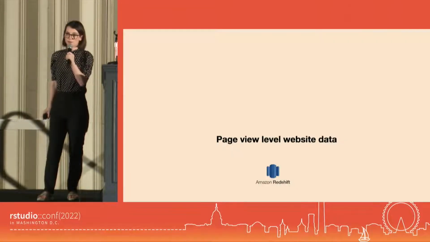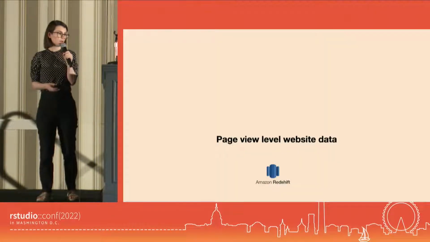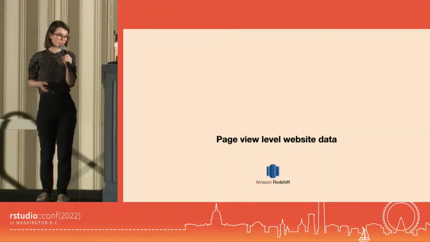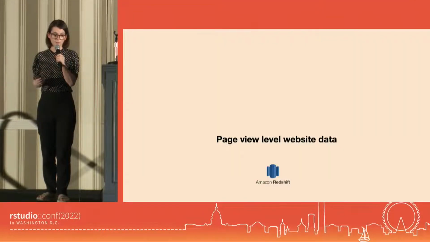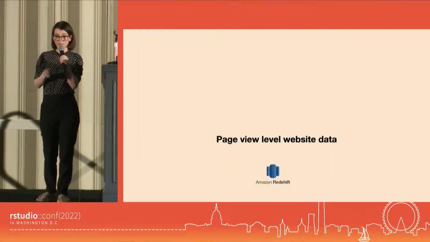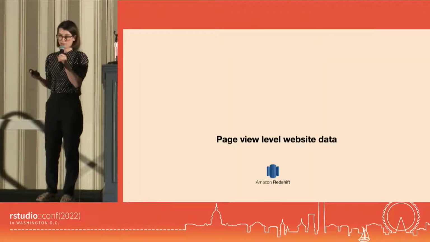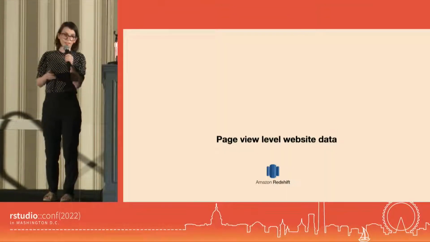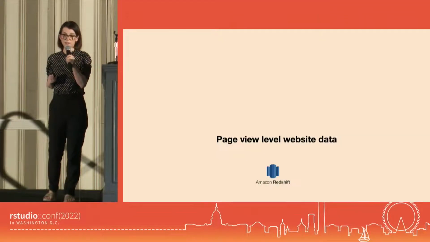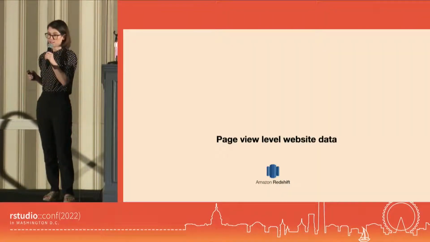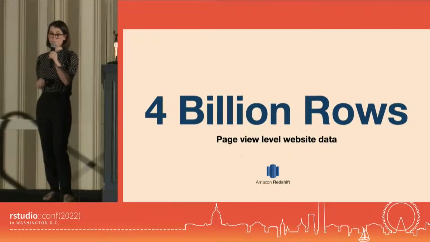I was working in an Amazon Redshift database with page view level website data. And for those of you who may not be familiar with website data, anytime that you hover or click or view a page, it's generating data. So you can imagine that that can be a pretty large set of data for a single person, not to mention a website that has millions of visitors a year. In the past, I had worked at health insurance companies, and so I was used to working with medical claims data. And that data was more in the millions of rows. This data set was 4 billion rows.